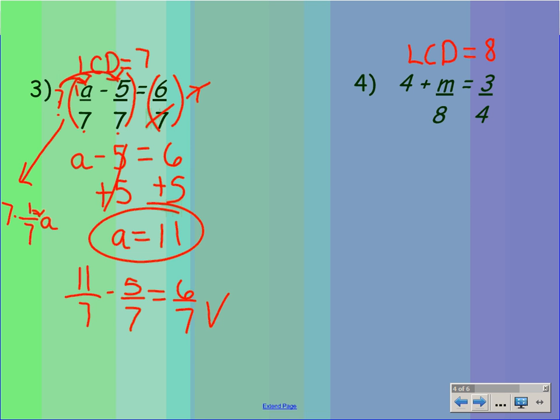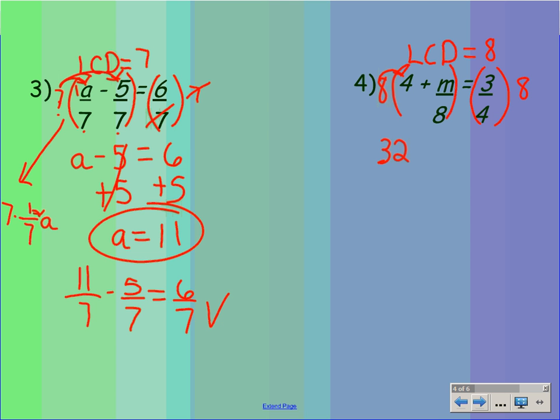So we're going to follow that same guideline, and that is use big parentheses on both sides of the equation, multiply the left by 8 and multiply the right by 8. We want to distribute 8 times 4. That gives us a nice 32. And then 8 times m over 8.